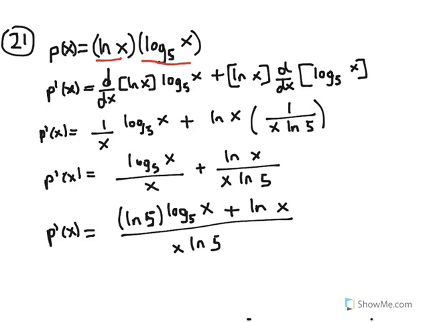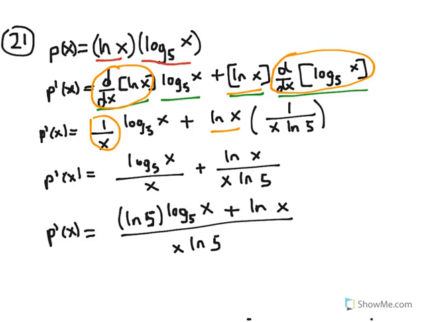So the product rule says when you have a product of two differentiable functions, to find the derivative, take the derivative of the first function, multiply it by the second, plus the first function times the derivative of the second. So what is the derivative of the natural log function? It is 1 over x. So we have 1 over x times log base 5 of x plus the first function, natural log of x, times the derivative of the second function. And how do we find that?